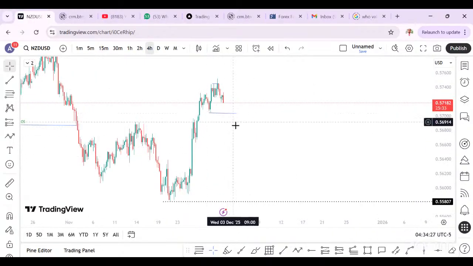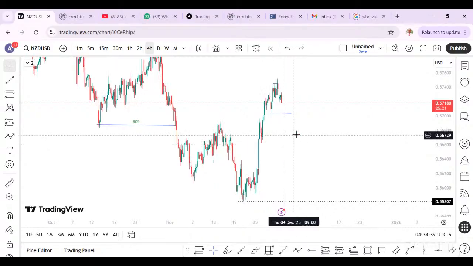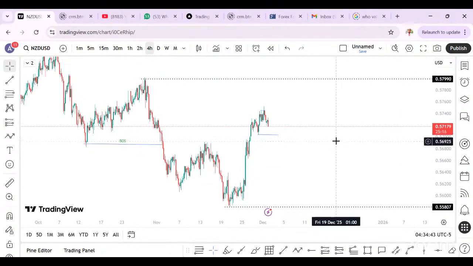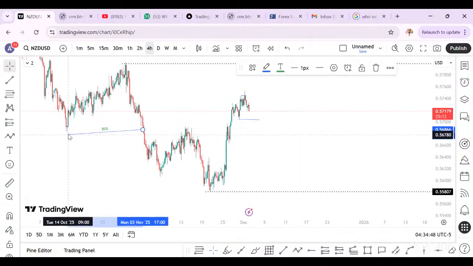If you want to have a change of character here, this place is internal liquidity that will drag price. So that is for this one, for NZD-USD. So let's see. It will be a very good sell.